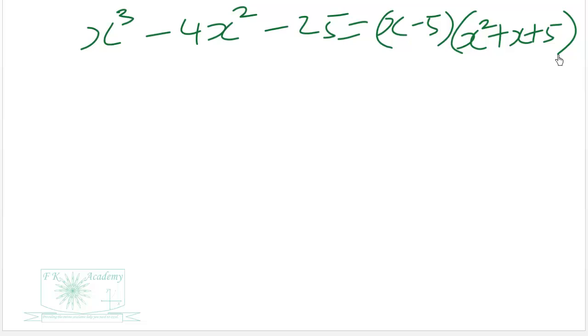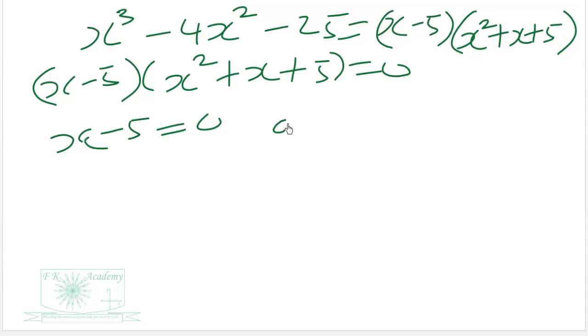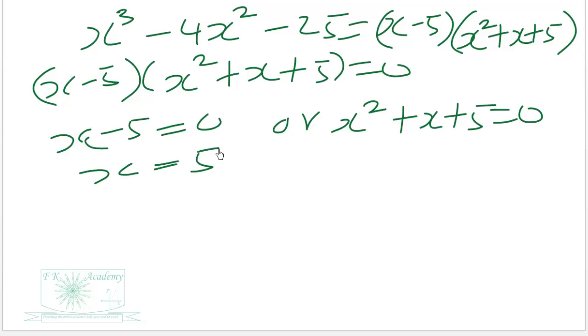So when we set this equal to 0, we have x minus 5 in brackets, x squared plus x plus 5, is equal to 0. Either x minus 5 equals 0 or x squared plus x plus 5 is equal to 0. So we found this already: x equals 5. We got that already. Now this will give us the remaining solutions.